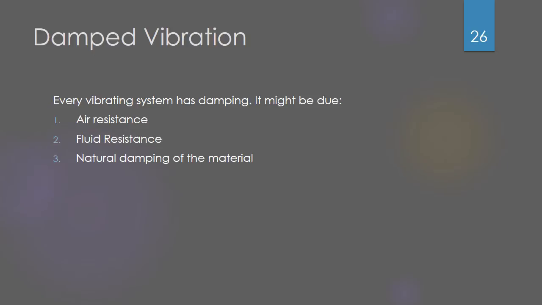I'm over here to talk about the damped vibration. As we know, every vibrating system has damping. This damping might be due to air resistance, fluid resistance, or the natural damping of the material itself. Now the air resistance and the fluid resistance, we can call it friction also.